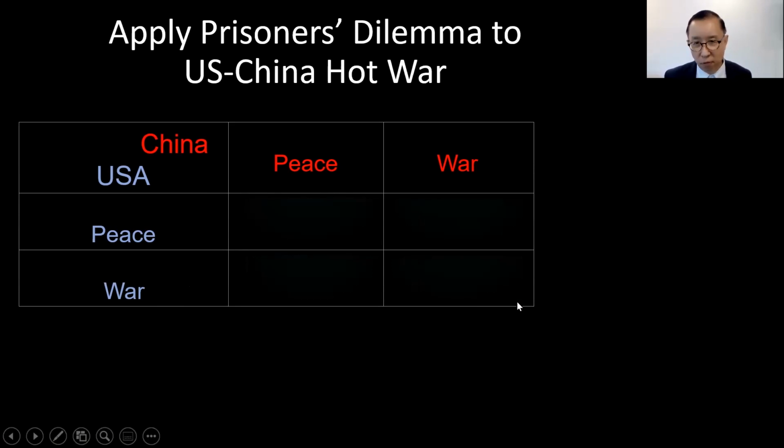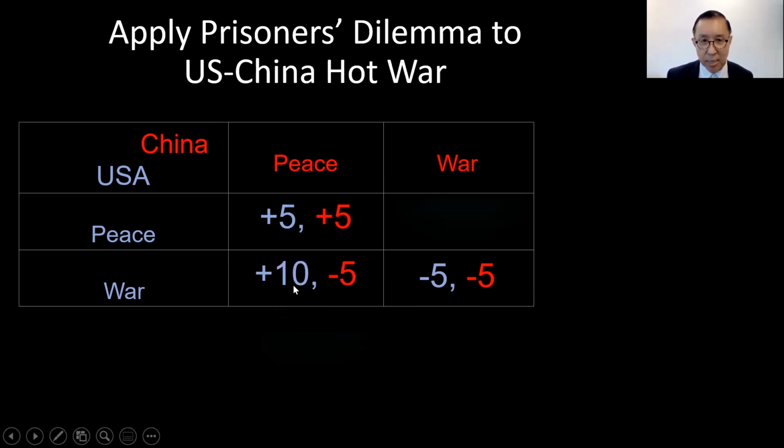If both go for war, then we'll end up with -5 points each, because both will lose out. If both, of course, don't want war and go for peace, then the points both gain will be +5 and +5. That would, of course, be a far better solution than -5. Now, the question is, what if one party cheats? So let's say both decide to go for peace, but the USA wages war. So we are in this sector, which means that China loses out, -5, and the USA will win bigger, +10.